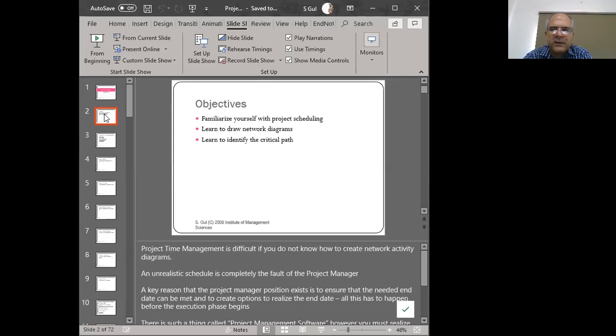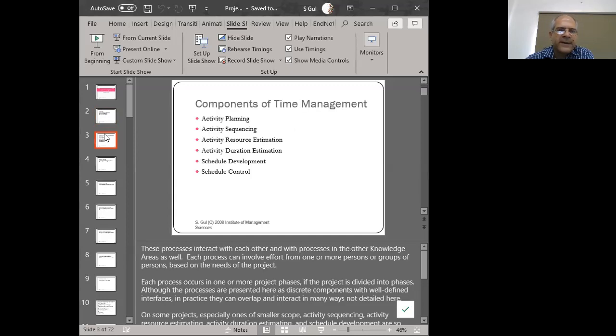So the objectives of the project time management segment are, number one, to familiarize ourselves with how to manage and how to define the project schedule. Number two is to learn how to develop network diagrams. And number three is to understand the concept of the critical path method. Now, there are different components of time management.